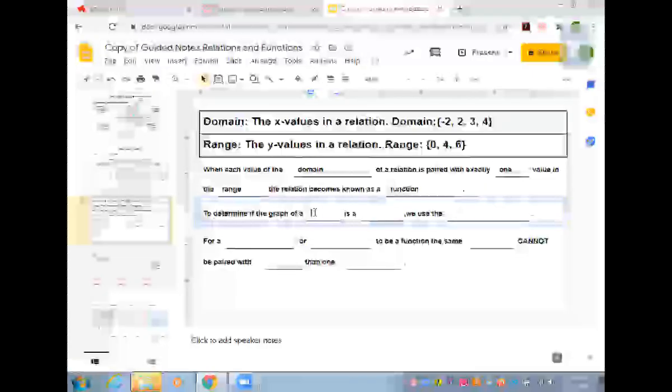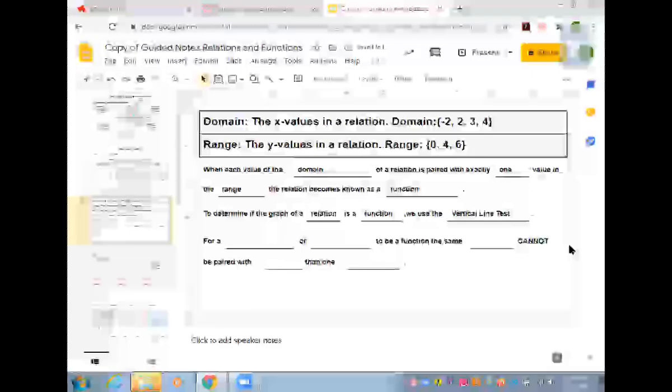To determine if the graph of a relation is a function, so this is talking about the graph, we use the vertical line test. To determine if the graph of a relation is a function, we use the vertical line test.